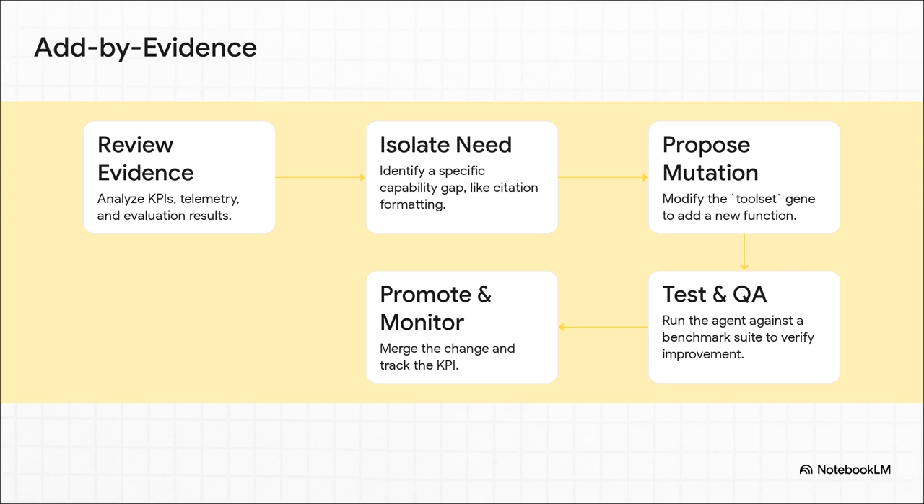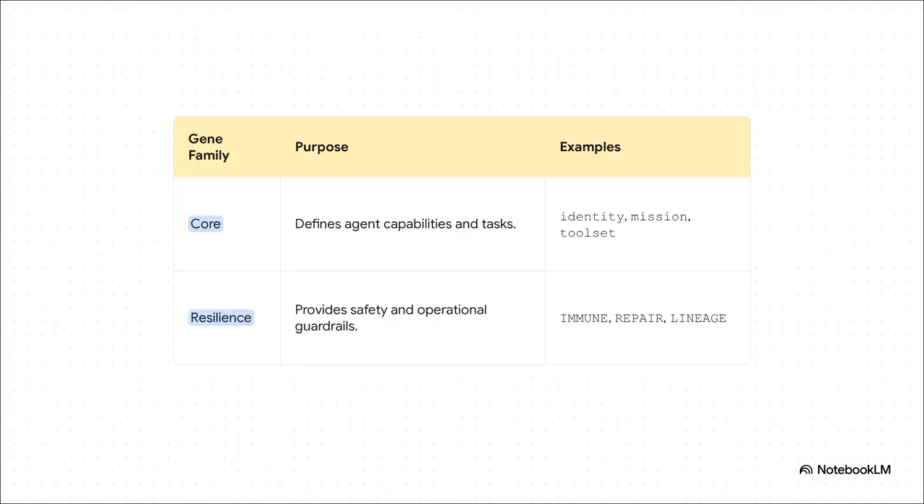No guesswork anywhere. And a change like this really highlights an important split in the agent's DNA, the difference between core and resilience genes. Core genes define what the agent does, its identity, its mission, but resilience genes define how it does it safely. Genes like immune, which acts like a firewall, or repair, which can do automatic rollbacks, and lineage, which gives us that all-important forensic trail.